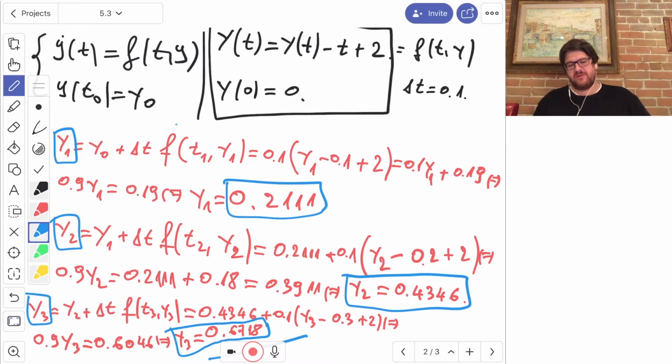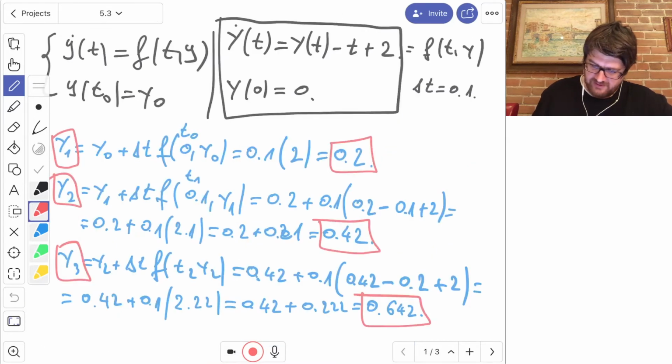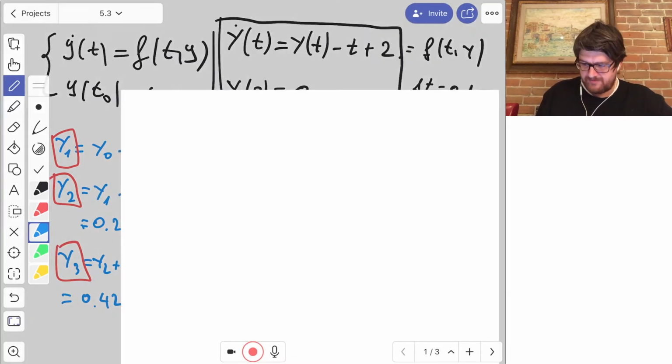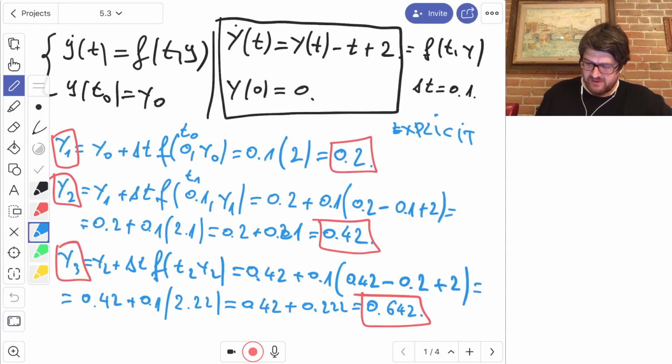So we have the explicit and we have the implicit. Let's have a look at the difference. So this is implicit. I'm going to write somewhere down implicit. This is implicit. And here we have explicit. So y1 is 0.2. Oh, I didn't want to do that, but I did by mistake. Anyway, so y1 is 0.2.